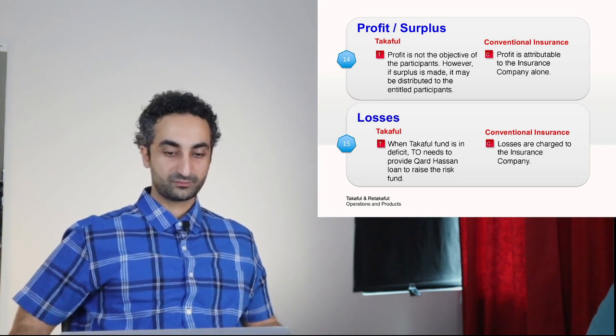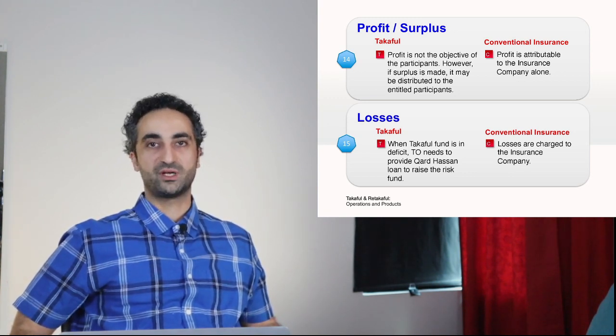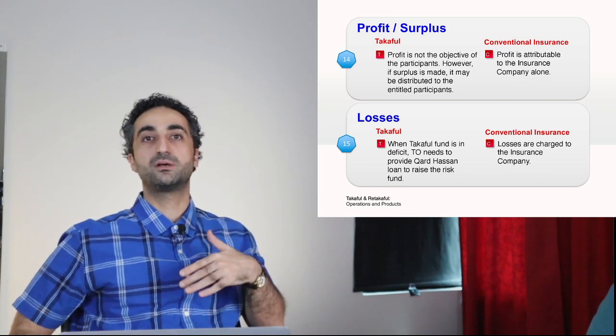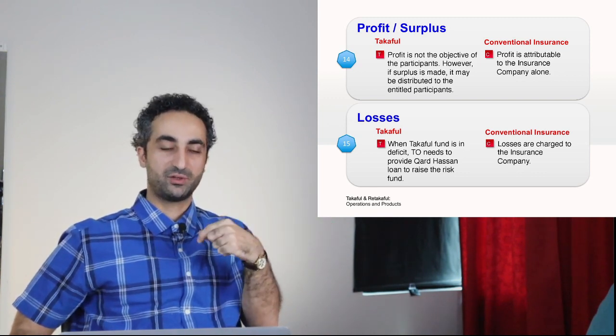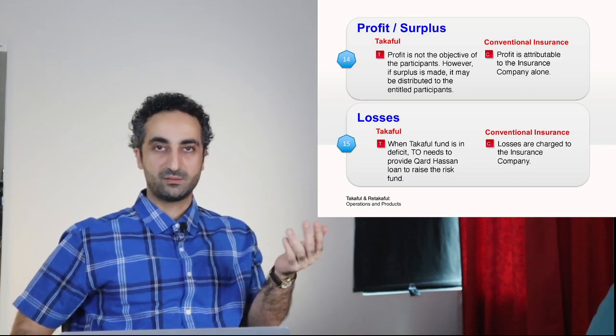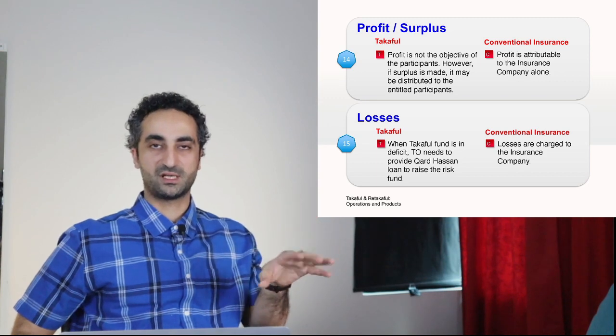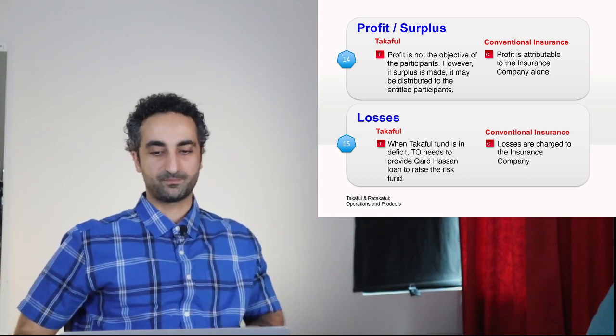Again, due to many reasons, this could happen in some years, such as the risk of corona and many diseases nowadays. So, what can we do? We are short of 50K. The TO will help us through providing Qard Hasan. So they will give us a Qard Hasan loan to use to pay claims. However, next year, or based on the contract of Qard Hasan, we will pay back the money.